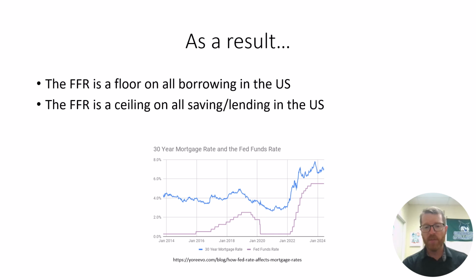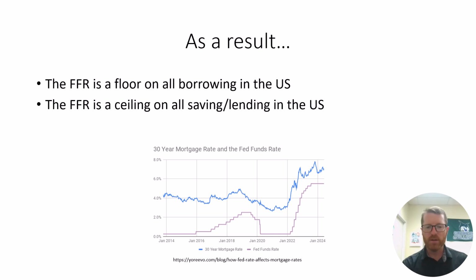And just as an example of that, you can kind of see this here. I'm colorblind, but that bluish looking line there, that's the interest rates on mortgages. And that line down there below it is the federal funds target for the Federal Reserve. And you can see that the mortgage rates are always above the federal funds rate.